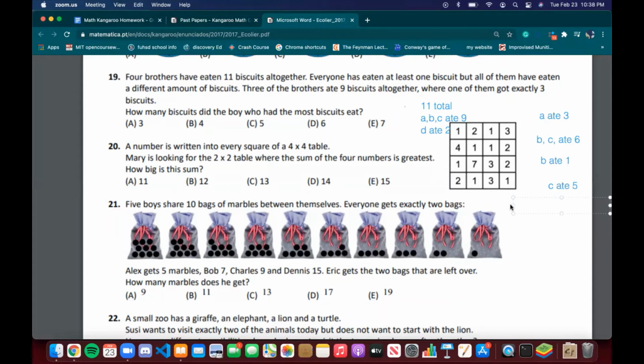So we'll just write this out. A, B, C, D is equal to A ate 3, B ate 1, C ate 5, and D ate 2. 3, 1, 5, and 2, and the largest number is 5. So our answer for 19 is C.